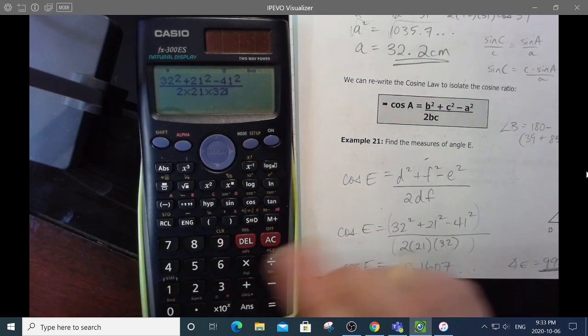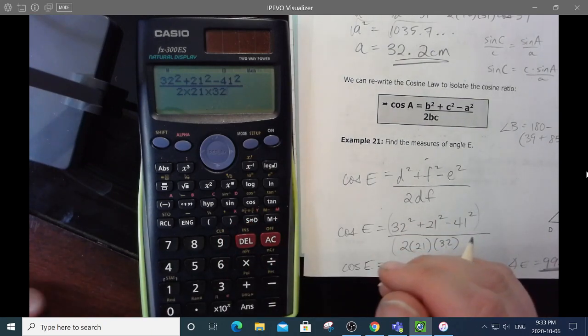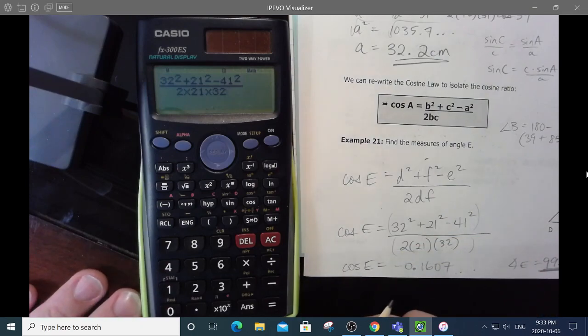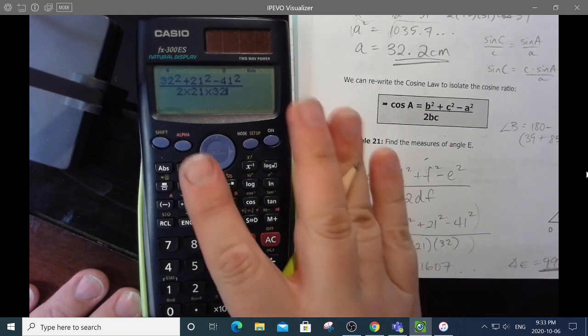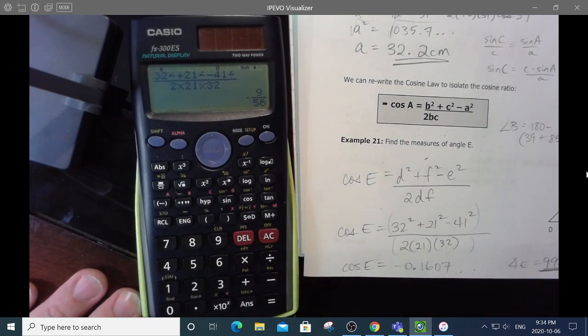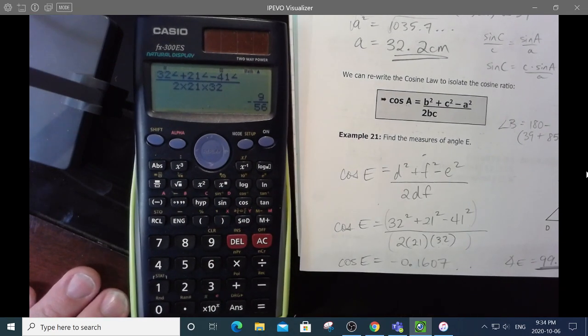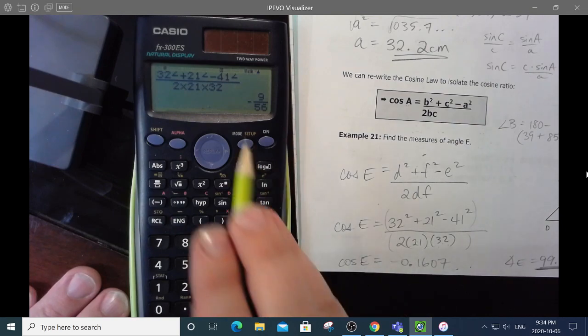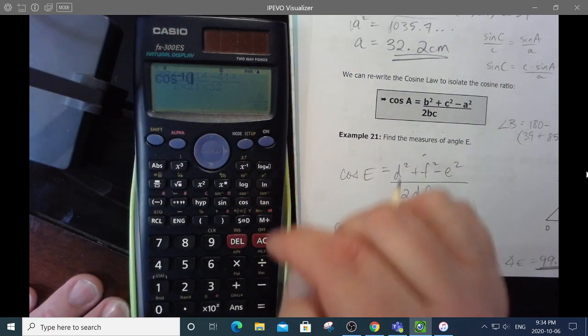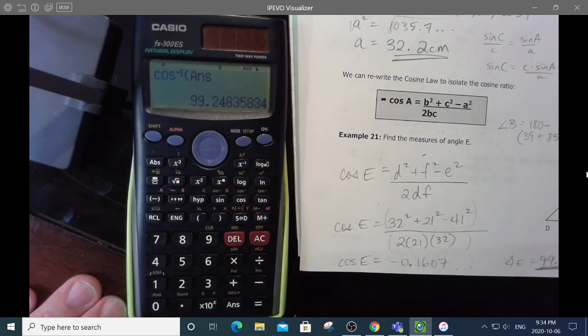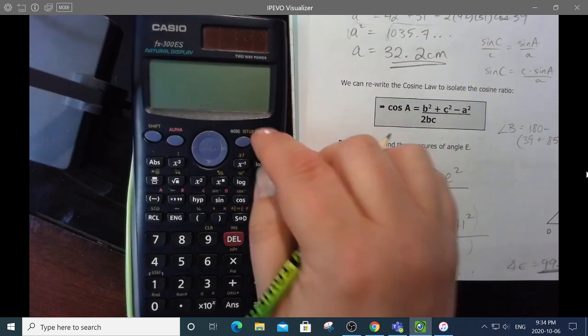If you've got calculator envy, maybe put it on your Christmas list. Maybe Santa will bring you a nicer calculator. To be honest, you don't really need a fancy calculator. You just need to know how to use the one that you have. But this is kind of a nice feature. And there you go. Instead of a negative 1.1607, it actually gives me the fraction for it. Doesn't matter. Inverse cos my answer, and boom, 99.2 degrees, just like we got on the other one. Whew. That was a big example.